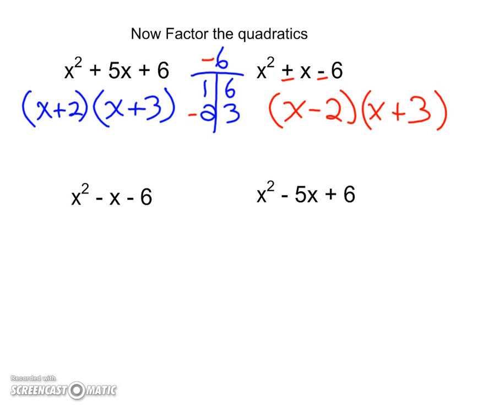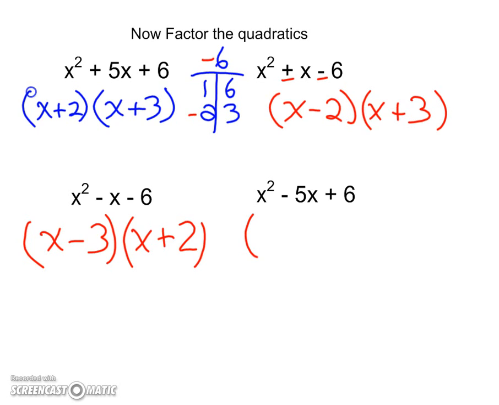Now in the lower left we have 2 negatives. So now we're looking for 2 numbers that multiply to make negative 6 but add up to a negative 1 in the middle. And so that would be 2 and 3 again, but this time the 3 is the negative and the 2 is the positive, because the middle term is negative 1, so the negative number has to be greater.